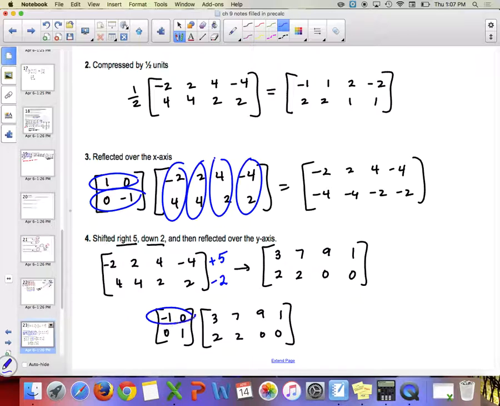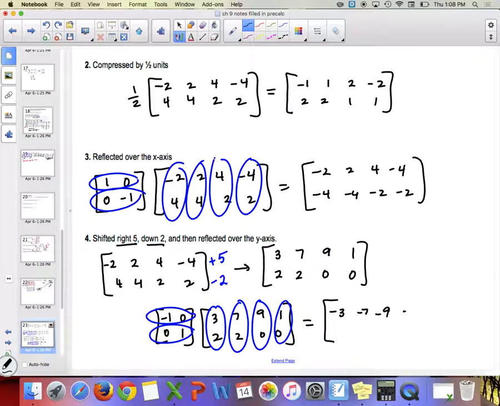Okay. So as we write that matrix, we could multiply it all out. All right, and you can check, when you multiply it all out, the top row is going to change, right? It's going to become negative 3, negative 7, negative 9, negative 1, and then 2, 2, 0, 0. That's our resulting transformation. And you can sketch that out, okay? You can sketch all of those new points, and you will see that it is just that trapezoid that's been shifted right 5 down 2, reflected over the y-axis.